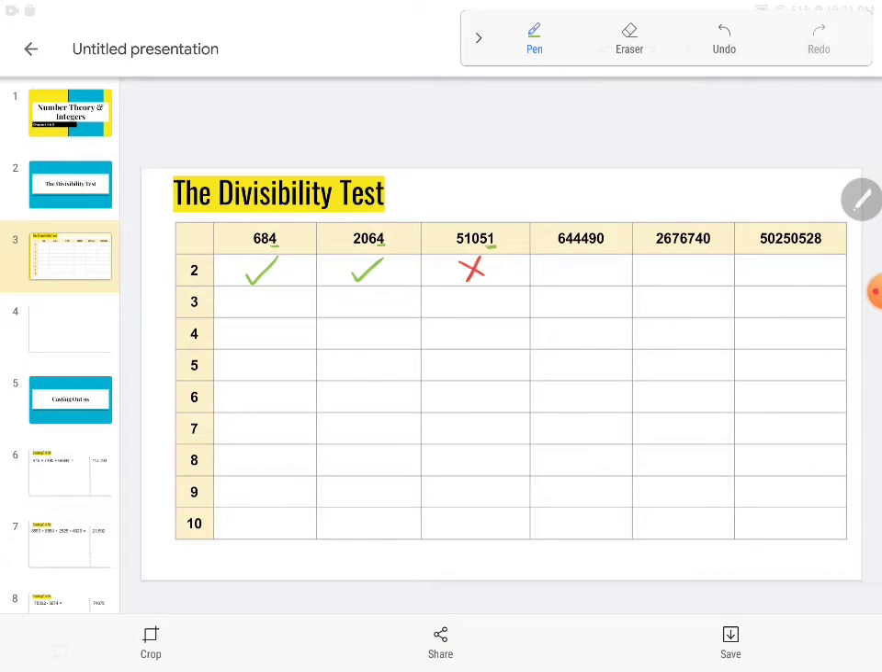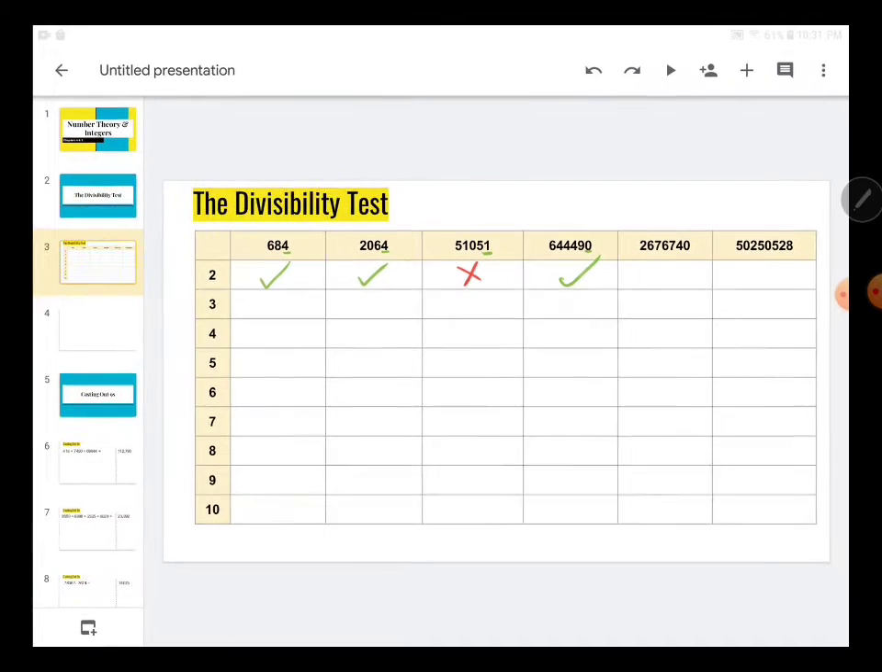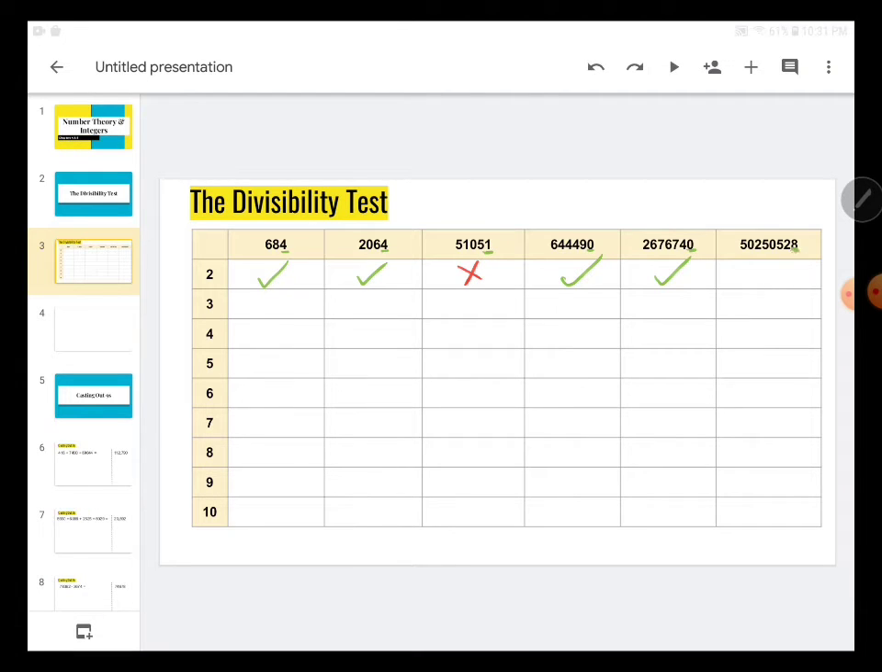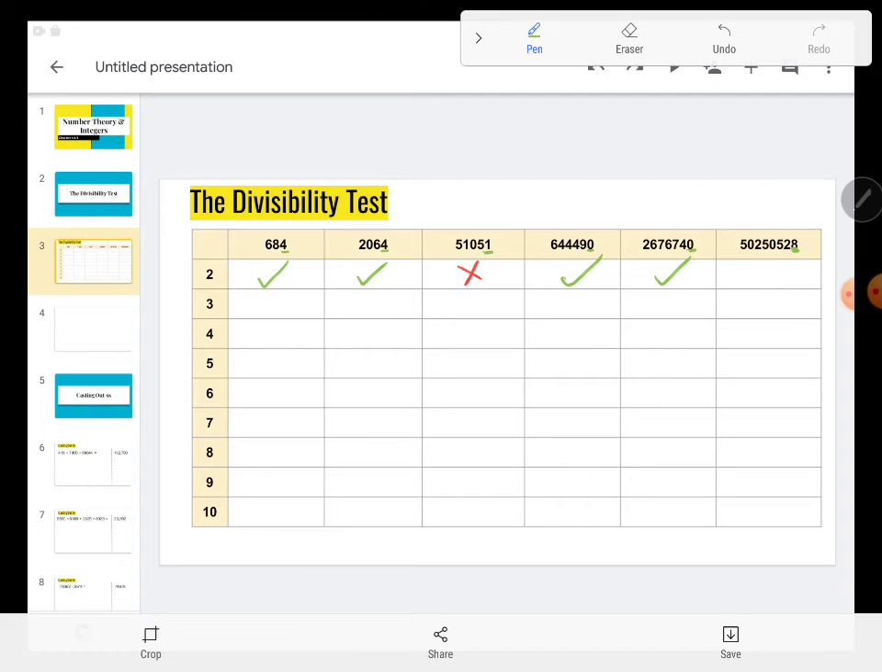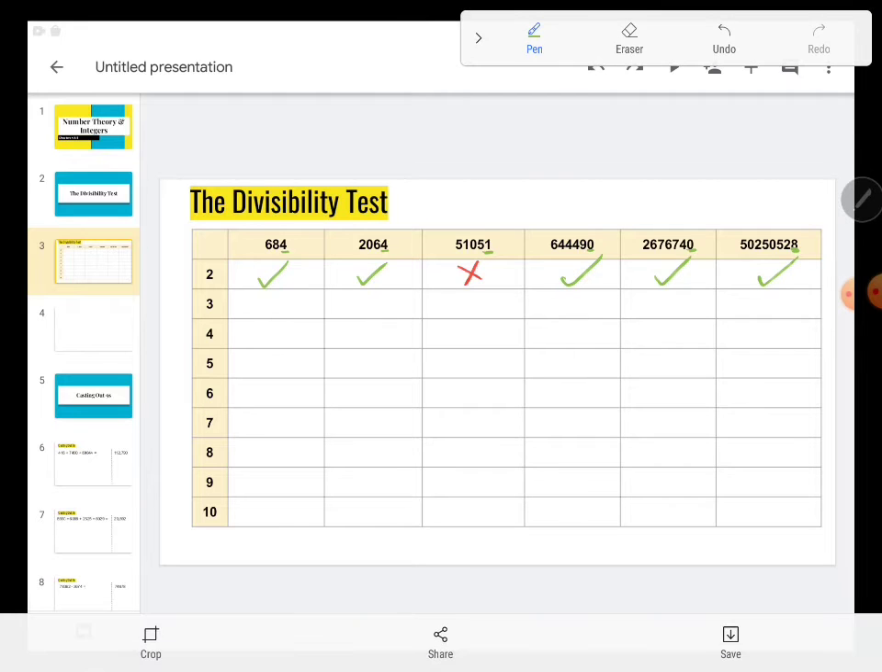Next, we're going to look at 644,490. It ends in a 0. 0 technically counts as an even number, so it will be divisible by 2. And I'm going to let you go ahead and double check this. I'm going to go ahead and move on. You're welcome to pause the video, double check it, make sure I'm not going crazy. Our next number ends in a 0. It's an even number, so it will be divisible by 2. And our final number in our final row ends in an 8. 8 is an even number, so it will be divisible by 2.